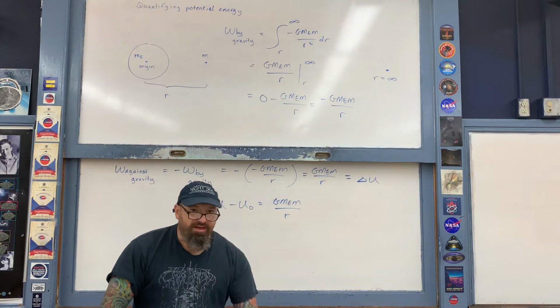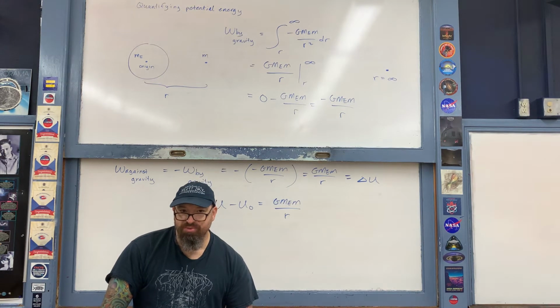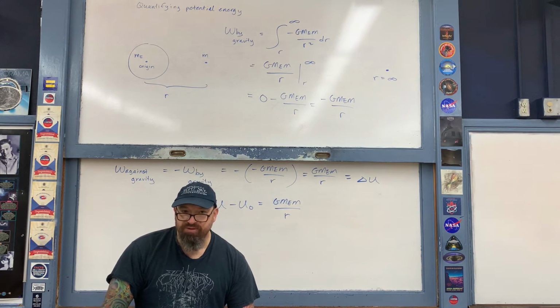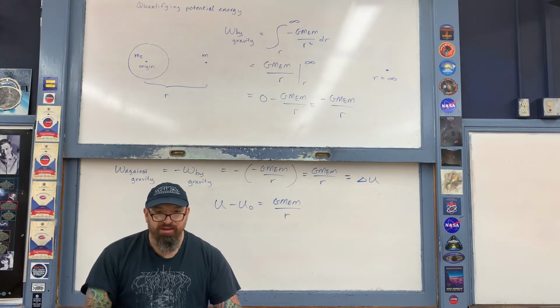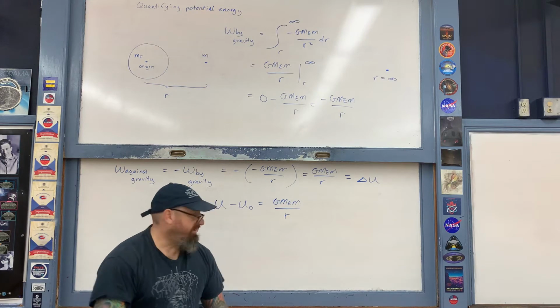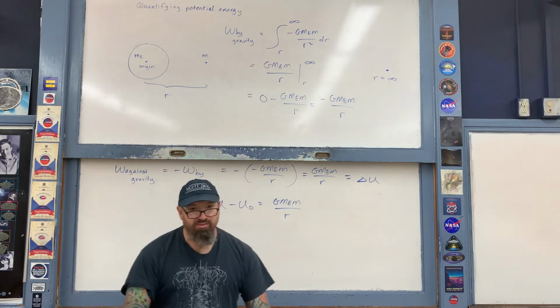However, on the diagram above, where should we consider the potential energy to be 0? Should it be, for example, the center of the Earth? Should it be the surface of the Earth? Or should it be infinitely far away? It should be infinitely far away. That is, when r is equal to infinity, this quantity here is equal to 0.